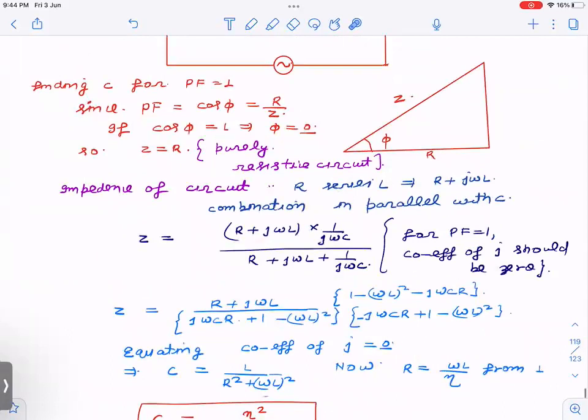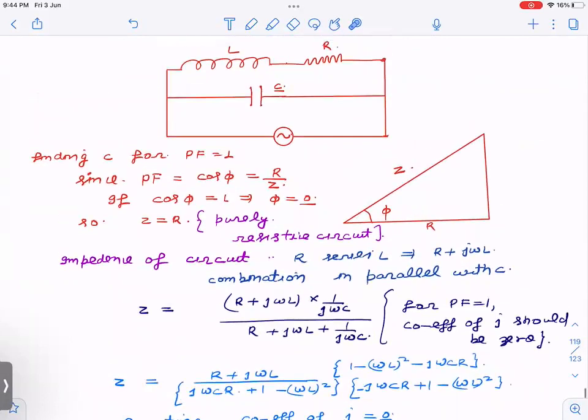So R plus j omega L, let us see the diagram also. This is in series, R1 plus R2. Once you write these reactances in complex number form, you can treat them as a normal current electricity circuit. So you can treat j omega L as a resistance, and you can treat 1 upon j omega C as a resistance, right? That is the advantage of the complex number method or phasor method. Here this is in series, so R plus j omega L. And then I've used R1 plus R2. This is what happens in current electricity.